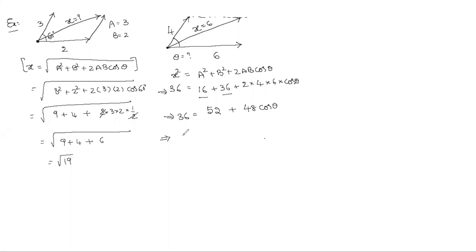In the first example, he did not multiply 2 into 3 into 2. That is actually, without multiplying, what I took: cos 60 is equals to half, just for calculation purpose. So 2 into 3 into 2 into, I took here, half, so that easily I can cancel 2 there and I am getting 6. Even if you multiply here, 2 into 3 into 2 is 12 into 1 by 2, you will get 6 there also.